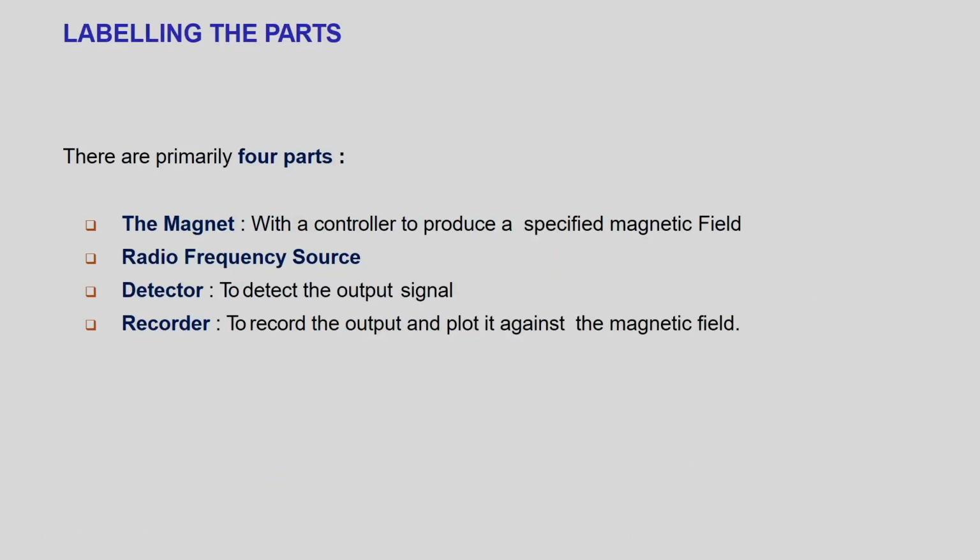So, as I told you, there are 4 parts: the magnet, which has a controller to produce a specific magnetic field, a radio frequency source, a detector to detect the output signal, and the recorder, to record the output and plot it against the magnetic field.